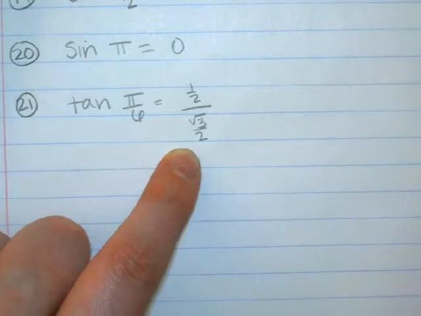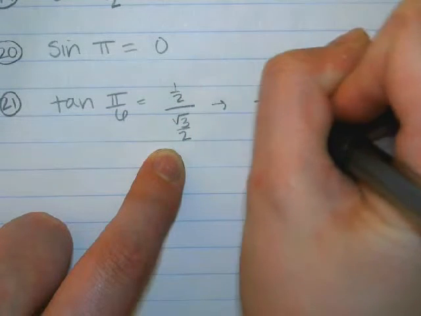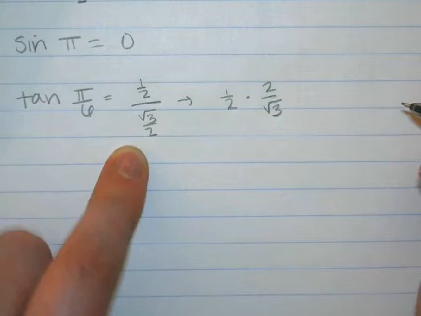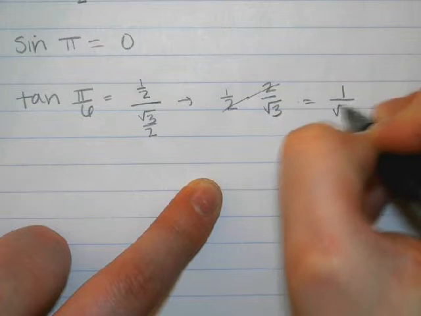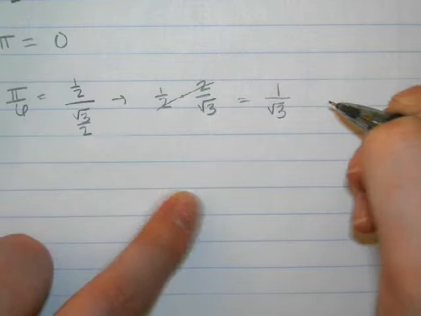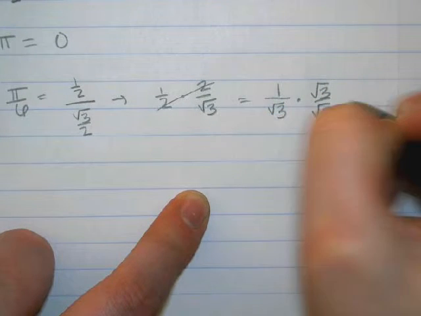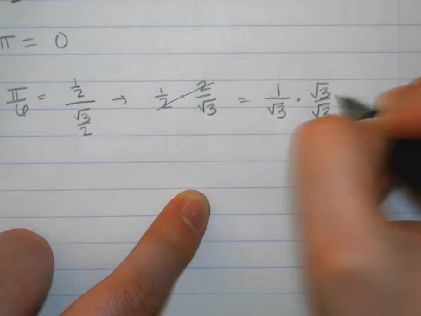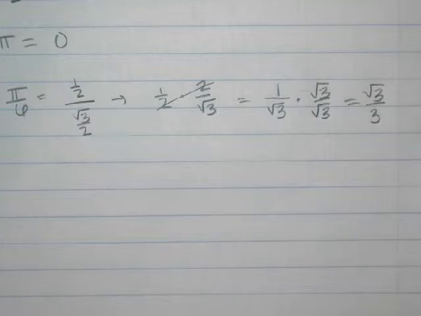And so what do we do with this? Keep, change, flip. Keep it, change it, flip it. And then what do we see? Yeah, the 2's cancel and you get 1 over root 3, which you technically can't have. So how do you fix it? Times root 3 over root 3. And what does that give you? Yeah, so it's root 3 on top. And what's on the bottom? 3. Square root of 3 times the square root of 3 is just 3. All right, 22.